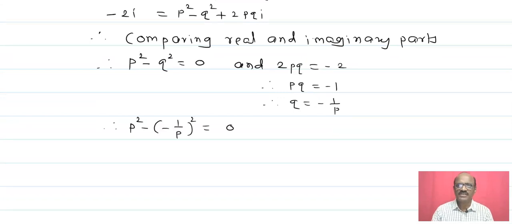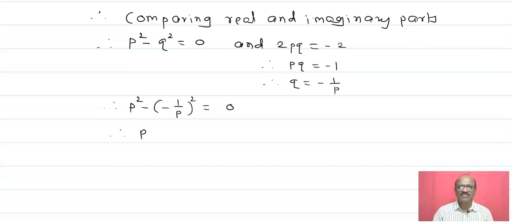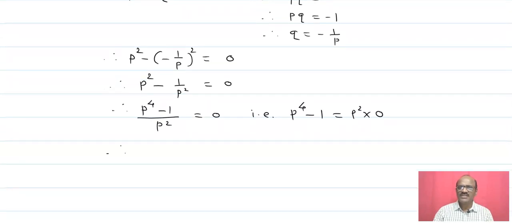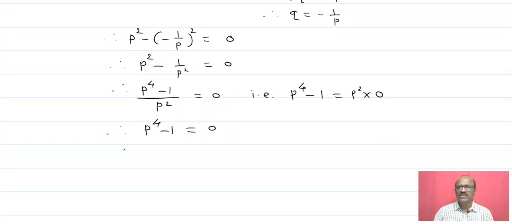Now we will substitute here: p square minus (minus 1 upon p) square is equal to 0. p square minus 1 upon p square is equal to 0. Now simplify that: p raised to 4 minus 1 upon p square, and that's how you get p raised to 4 minus 1 is equal to p square into 0. Therefore, p raised to 4 minus 1 is equal to 0.